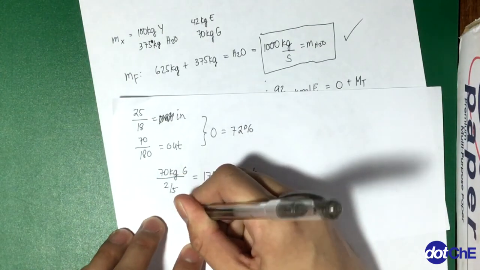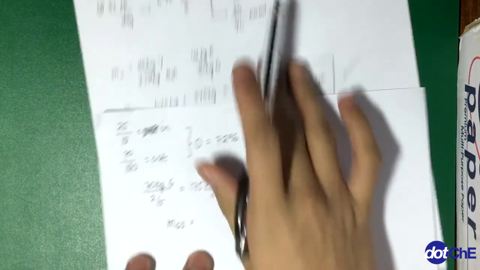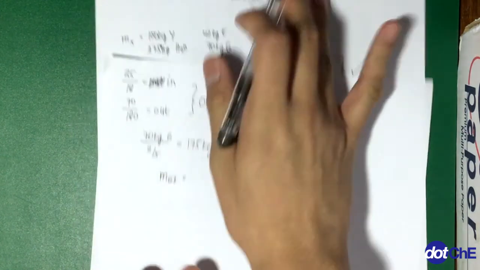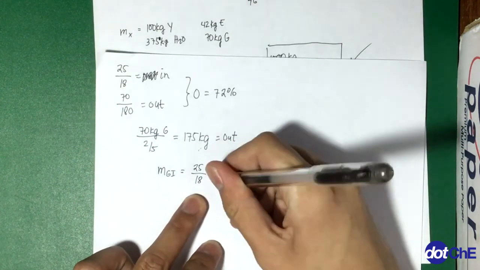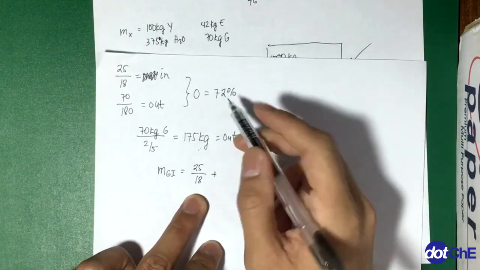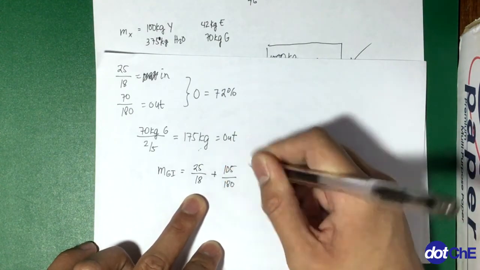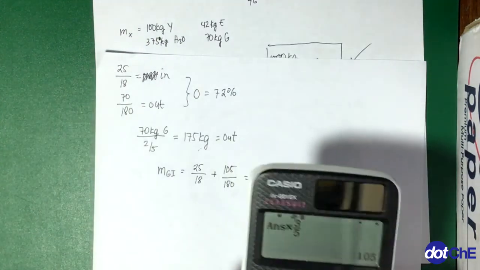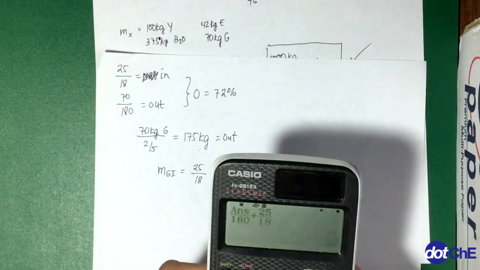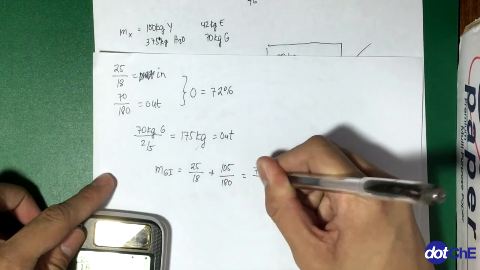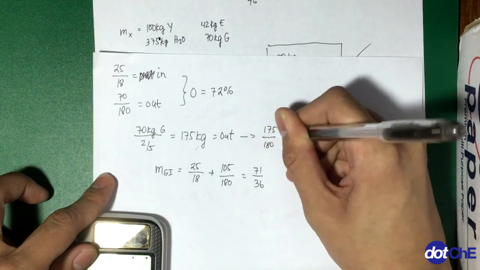So our mg in is equal to this amount, which is the amount of glucose in the F stream, 25 divided by 18, plus 105 over 180. We divide this by 180 plus 25 divided by 18, we get 71 over 36. And this is approximately 175 over 180 kilomole.